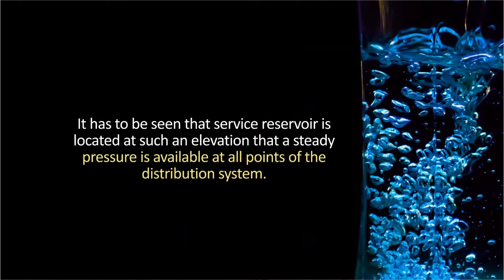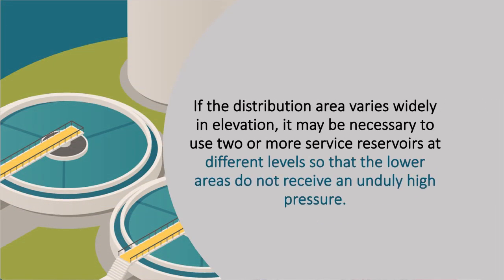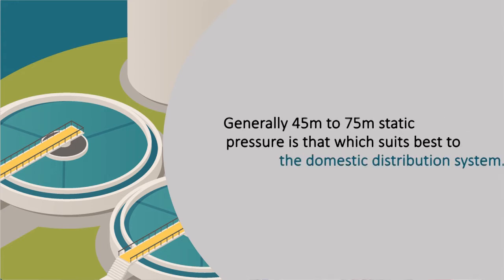It has to be seen that the service reservoir is located at such an elevation that a steady pressure is available at all points of the distribution system. If the distribution area varies widely in elevation, it may be necessary to use two or more service reservoirs at different levels so that the lower areas do not receive an unduly high pressure.